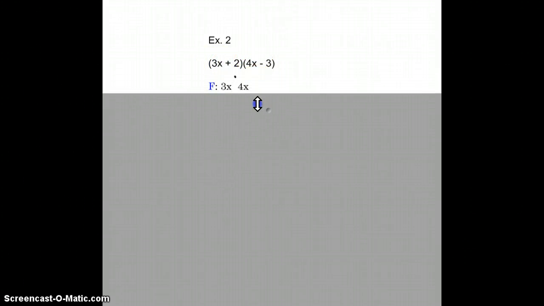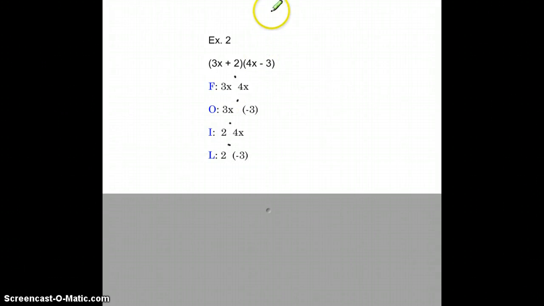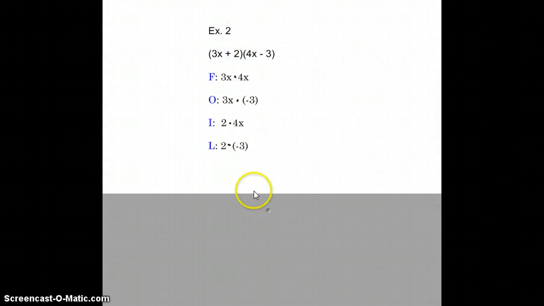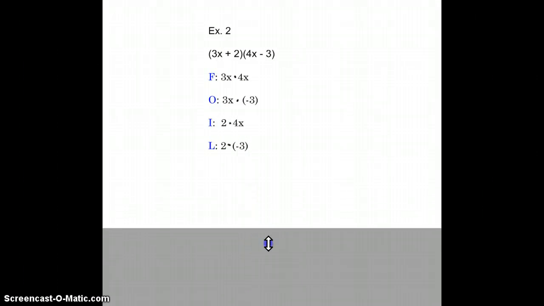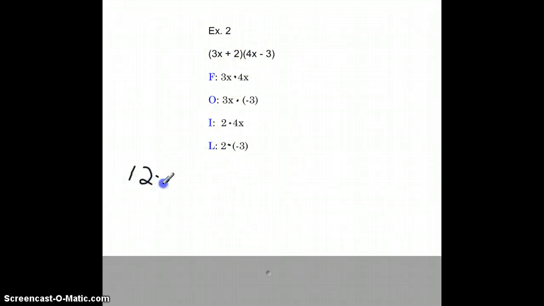Take a look at example 2 here. Again, we've got the quantity of 3x plus 2 times the quantity of 4x minus 3, so we'll FOIL it. Anytime we see parentheses times parentheses like this, with terms inside, FOIL is a great option. Let's slide that up to make that line up, line up my multiplication signs. So let's FOIL it. Our first terms are right here, 3x times 4x. Well, it's going to be 12x squared.